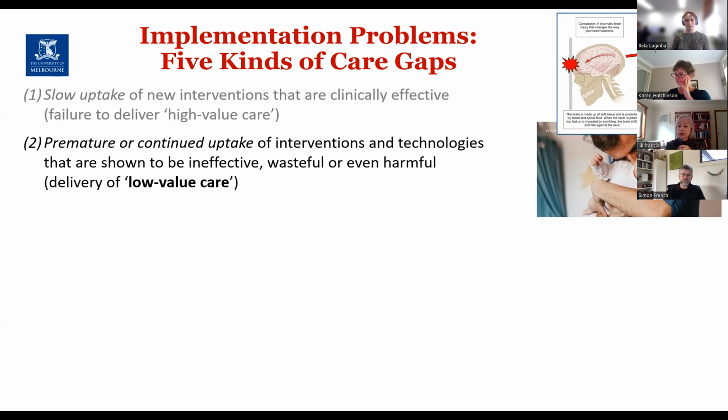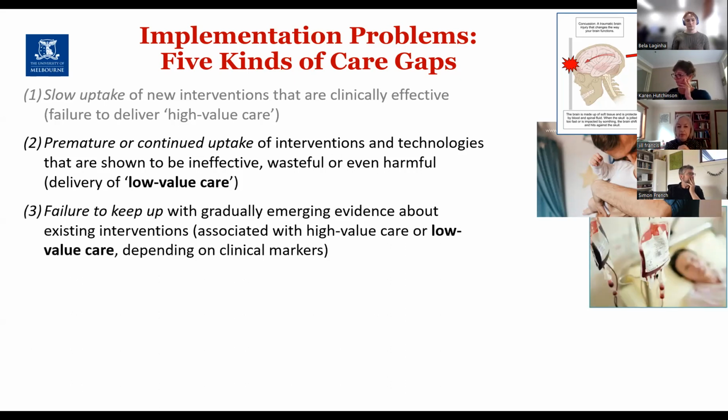The premature or continued uptake of interventions that are shown to be ineffective, wasteful, or even harmful, that is the delivery of low-value care, is, as I've argued, a massive problem. One example here is the use of acid suppression medication for infants who cry a lot on the assumption that what they're experiencing is a gastric reflux problem. That's one of those do not do recommendations that have come out recently. Still, acid suppression medication for infants is prescribed quite a lot.